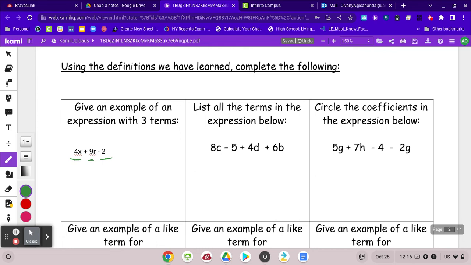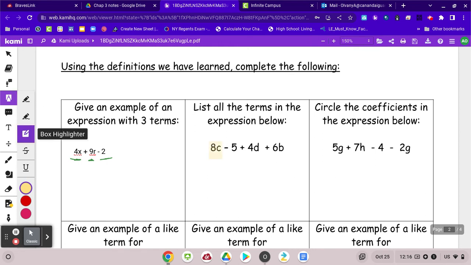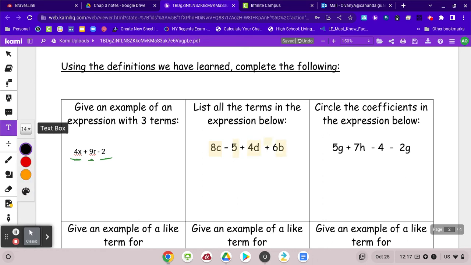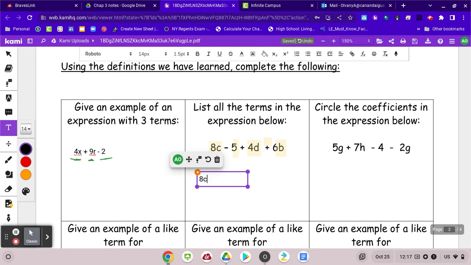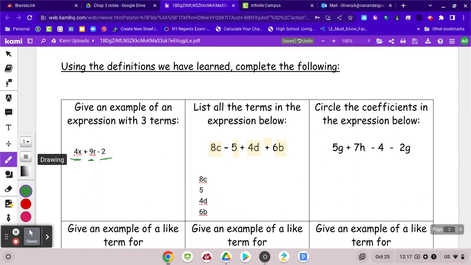Second box says list all the terms in the expression below. So the terms are separated by add subtract signs. So we've got 8c, 5, 4d, and 6b. And we can list those. 8c, 5, 4d, and 6b. So this one has 4 terms.